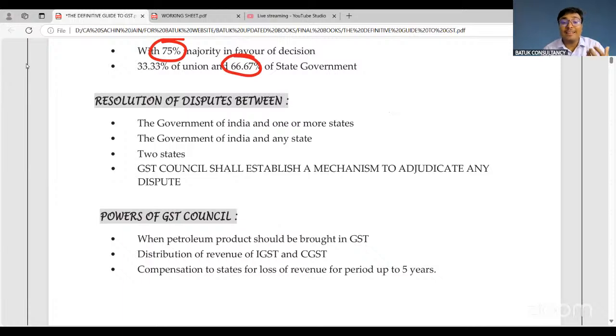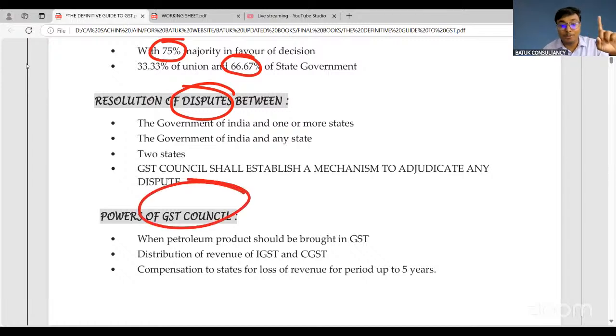If there is any dispute between the government or any state, in such a scenario, it can be resolved by the GST council. That is the role of the GST council. The GST council will decide when petroleum products will be brought in, the distribution of compensation cess or compensation of the loss to the states, and the distribution of revenue of the IGST and CGST amongst the central government and the state governments. That is the decision that has been taken by the GST council.